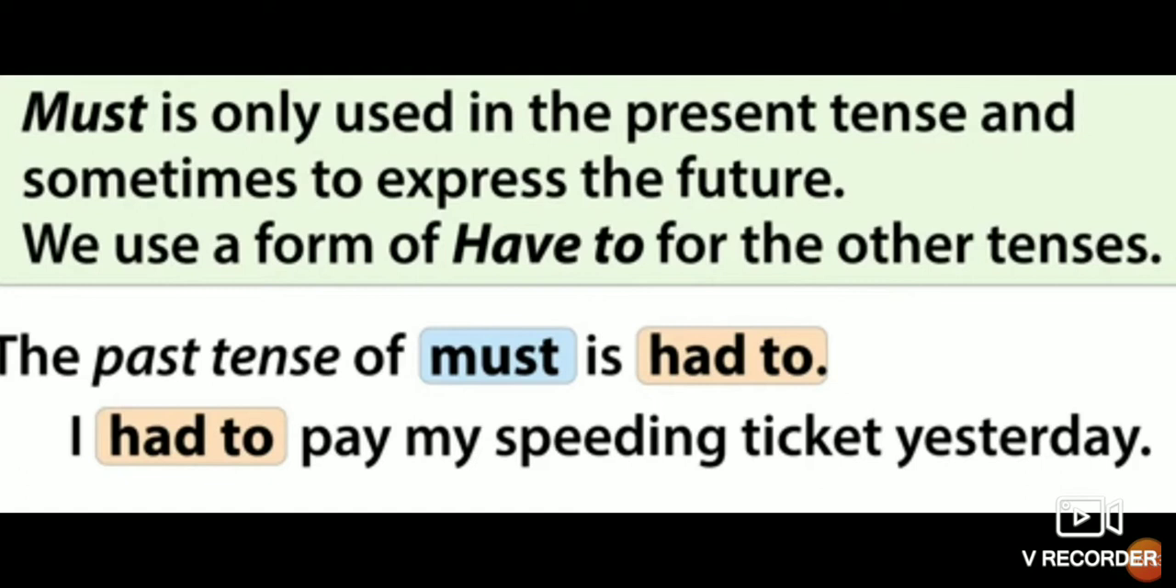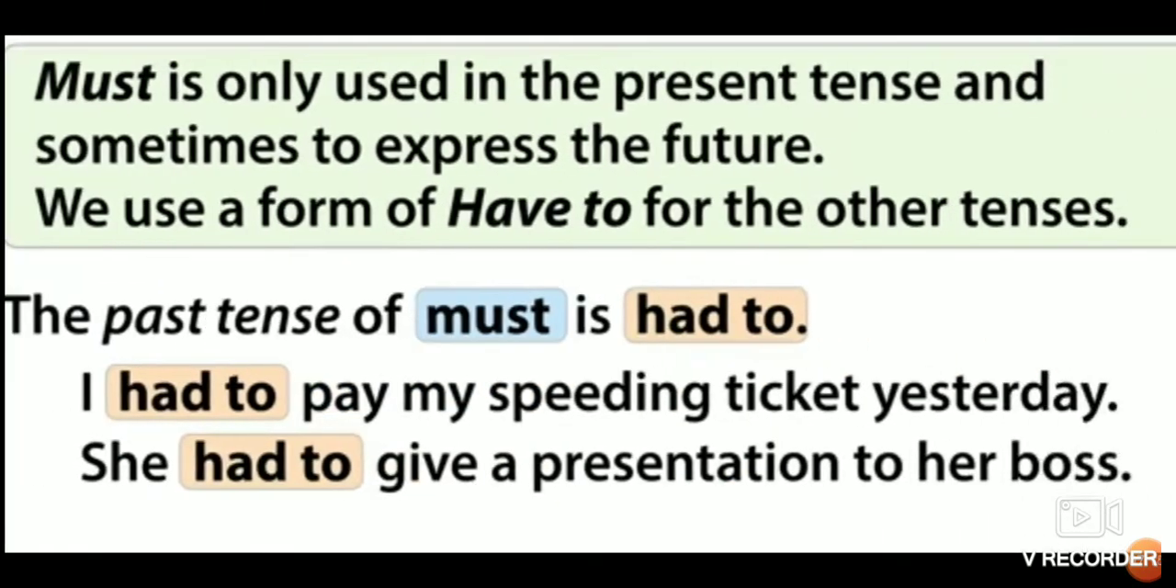I had to pay my speeding ticket yesterday. So, I must pay my speeding ticket. So, we are talking about the past tense, yesterday. So, we have used here had to. Must is suitable, but for the past tense, we will use had to, because the past tense of must is had to. Okay? Getting all of you?